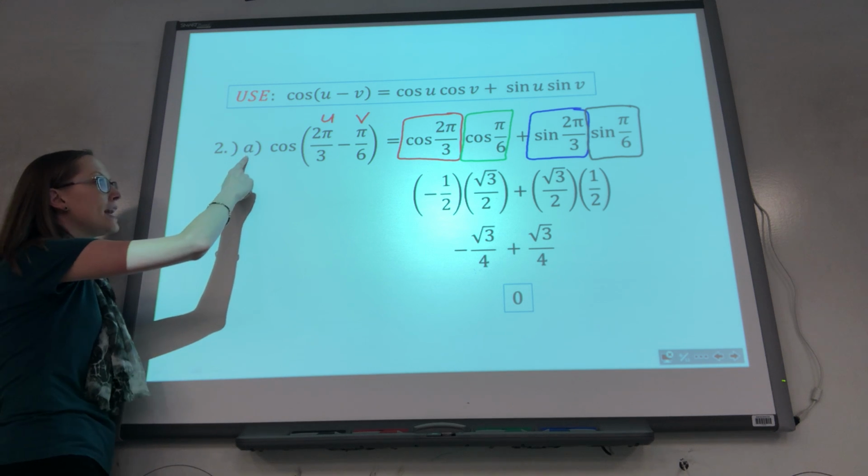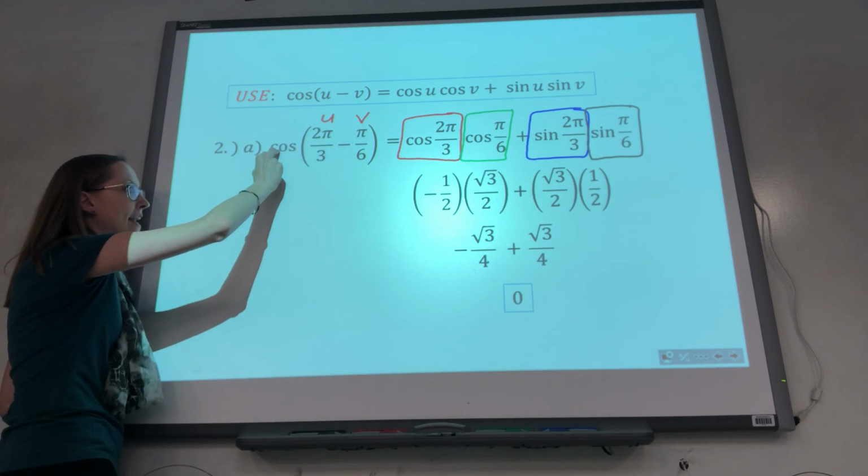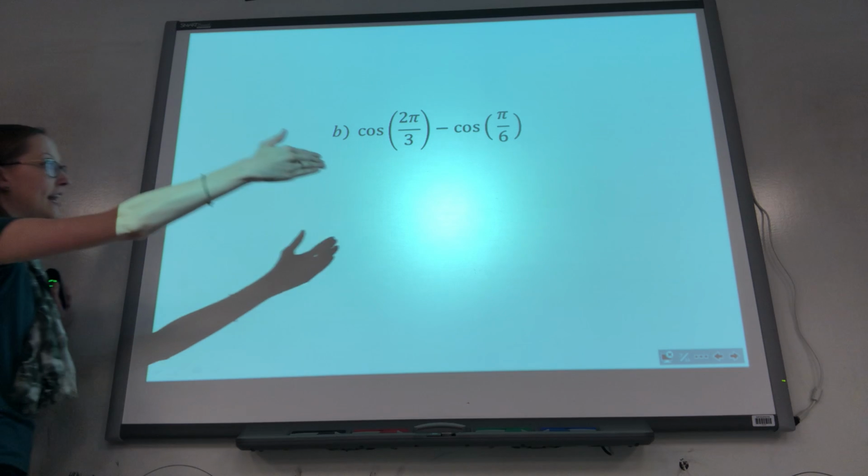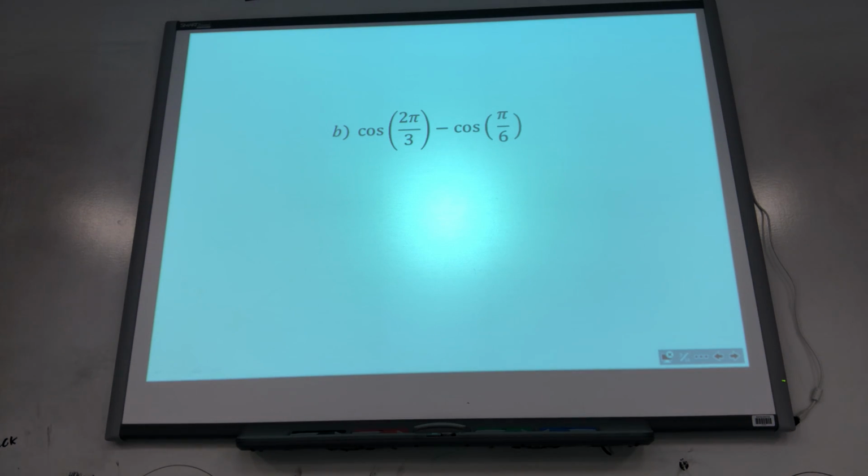Now on part B, when it looks like we've distributed the cosine, we should not get back 0 because you can't distribute a trig function like that. So let's do it. Cosine of 2 pi over 3 minus cosine of pi over 6.